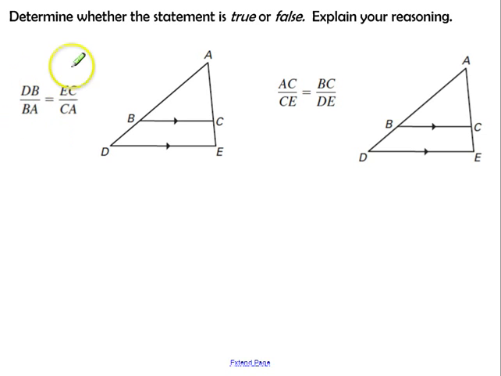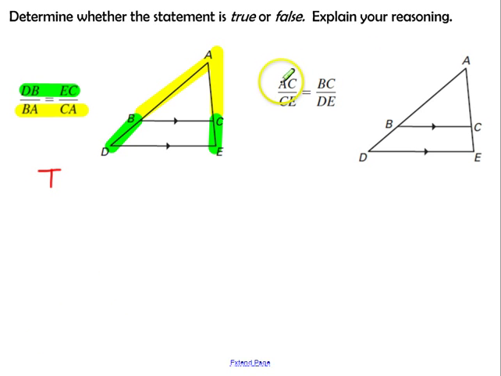So we want to see if these side lengths are proportional. Let's see if the ones across the top are the corresponding sides and the ones across the bottom are the corresponding sides. So this one talks about DB over the segment BA, and then it has segment EC over the segment CA. Now these are the corresponding sides. It follows the side splitter theorem. So our conclusion is that this is true using the side splitter theorem.